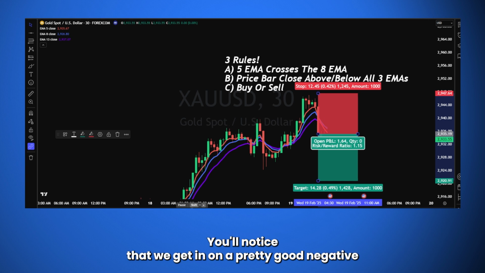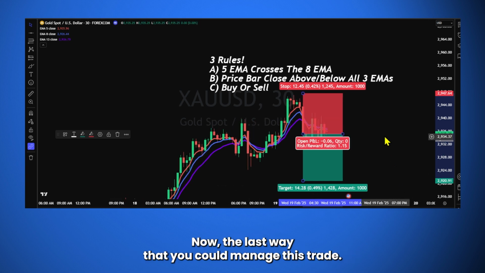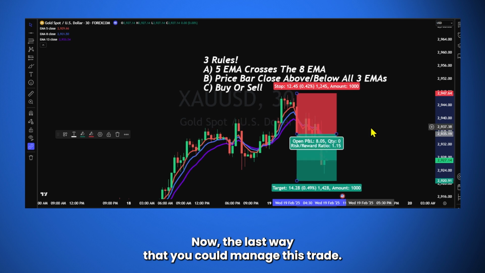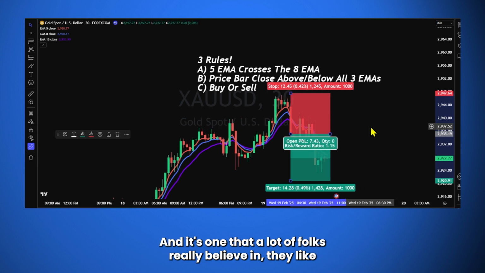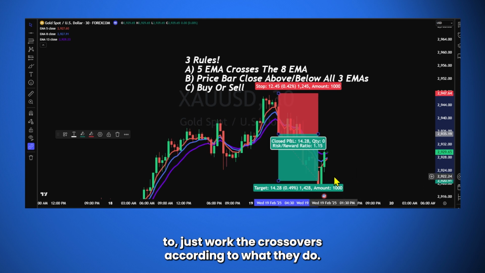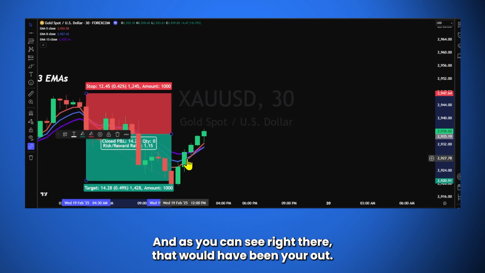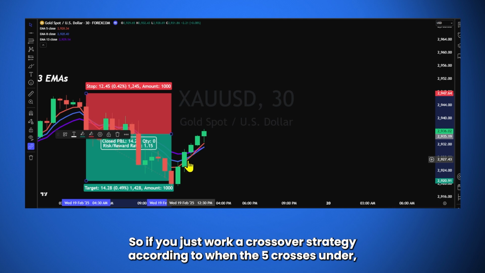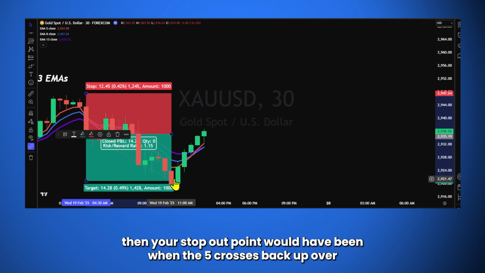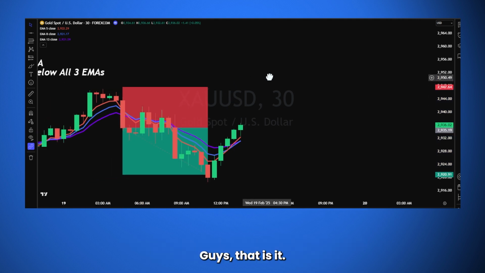You'll notice that we get in on a pretty good negative move. Now, the last way that you could manage this trade, and it's one that a lot of folks really believe in, they like to just work the crossovers according to what they do. And as you can see right there, that would have been your out. So if you just work a crossover strategy according to when the 5 crosses under, then your stop out point would have been when the 5 crosses back up over the 8 and price gets established back above all 3 moving averages. Guys, that is it.